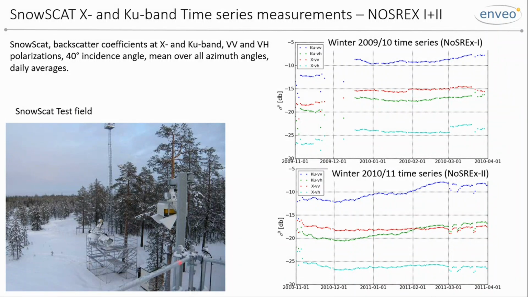So it's Ku-band, 17 gigahertz, a small wavelength, so it interacts a lot with the volume. Therefore, we have a relatively high backscatter. X-band is a little bit lower. It's 9.6 gigahertz, what we used here. And we did this for two winters to be a little bit more independent.